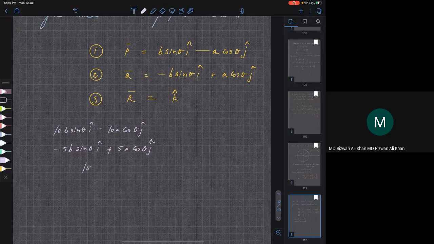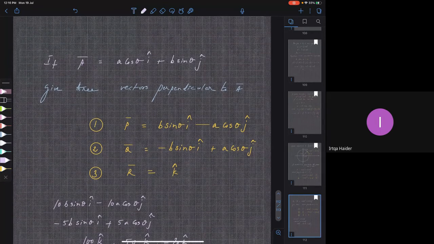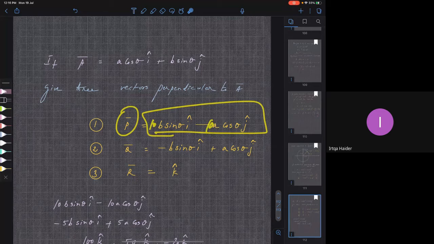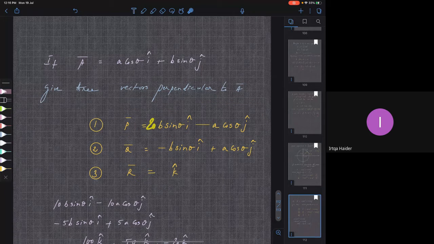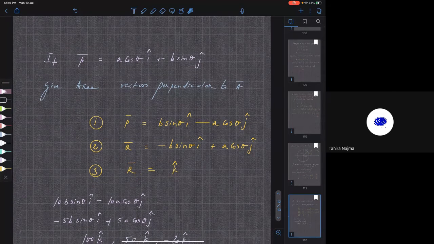100 K bar will also be perpendicular. 50 K bar, minus 20 K bar. All these are answers, right? Do you agree? Yes, sir. See, if P bar is perpendicular to A bar, then all vectors parallel to P bar will be perpendicular. Multiply by 10, it is still perpendicular; multiply by 20, 40, or divide by 5, still perpendicular, right? Are you getting my point? So there will be many answers, but these are the primary answers. Clear?